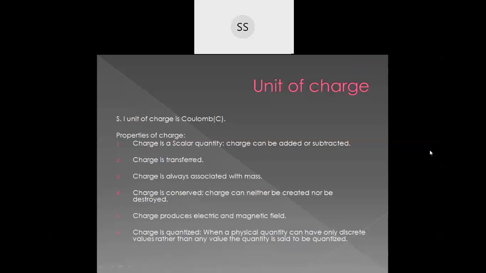Only the negative charges can transfer from one body to another. Positive charges do not go anywhere. So positive charge will stay inside the body. The negative charges, or the electrons, will transfer from one body to another. We can only transfer the negative charges.